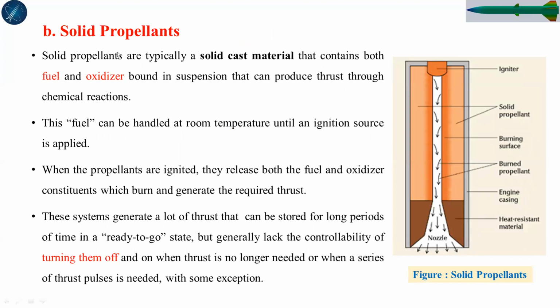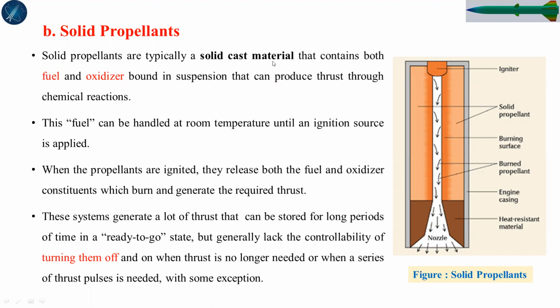Another important component is solid propellant. So this solid propellant is a solid cast material. It is made by casting. So the chemical ingredients are cast together, and it contains fuel and oxidizer in an appropriate proportion, which are bound in suspension and can produce thrust through the chemical reaction.